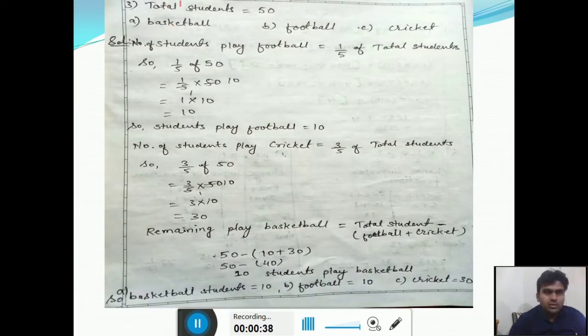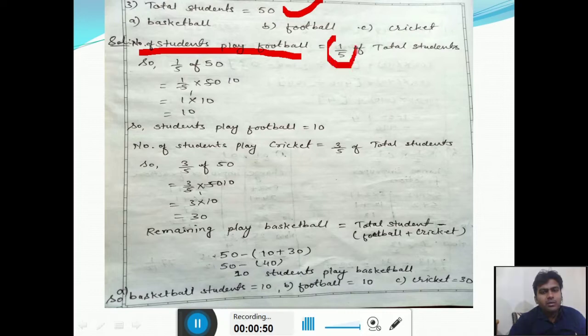Look at this solution. Total students given are 50. So what will we do here? First we will find the number of students who play football. According to the statement, 1 upon 5 of total play football. So we will find 1 upon 5 of total, that is total students is 50. So 1 upon 5 of 50 means 1 upon 5 into 50. 5 1s are 5, now 0 left, so we write 0. So we got here 10. After simplifying, 1 upon 5 of 50 we got 10.